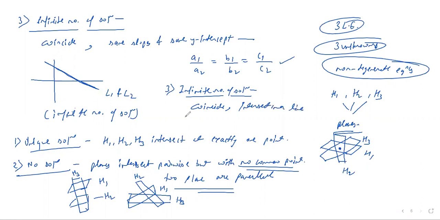The case formed here is like these are the planes h1, h2, h3 which are coinciding. These planes are coinciding. This is the case of coinciding. And when we talk about intersecting in a line, it is like this: this is my h1, and this is h2, and this is h3. So this is the case when they are intersecting in a line.